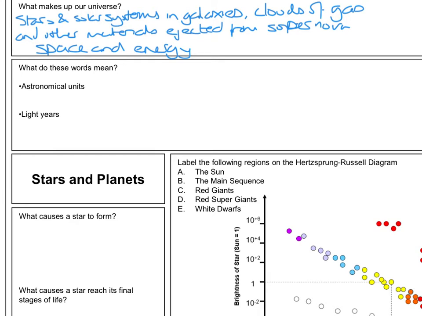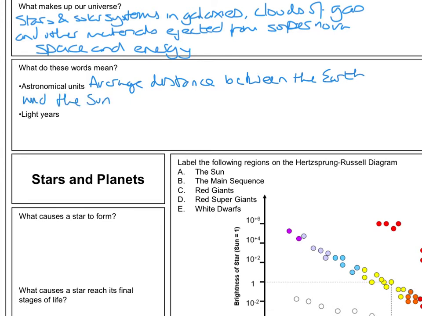Right, so astronomical units. What do these words mean? It's the average distance between the Earth and the Sun. Because it's such a huge distance, we use this so we can compare the numbers quite easily. It also makes graphing easier, and it's just a nicer set of numbers. So the average distance between the Earth and the Sun is approximately 150 million kilometers.